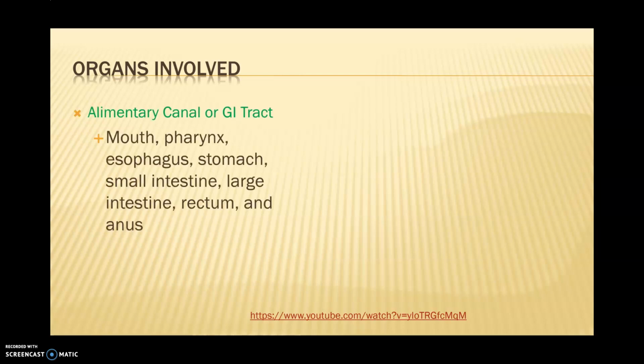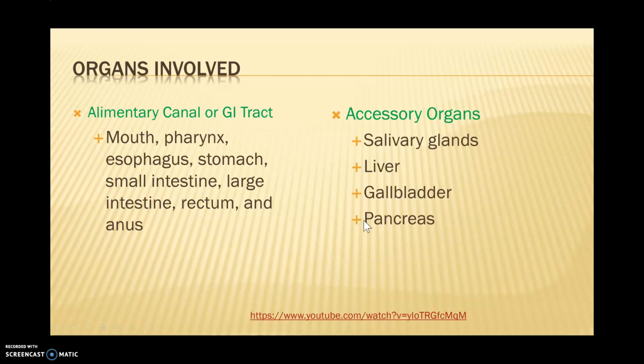So there are a bunch of different organs involved here. The first set is called the alimentary canal or the GI tract, and this is going to include the mouth, pharynx, esophagus, stomach, small intestine, large intestine, rectum, and anus. And then we have these extra accessory organs, which include our salivary glands, liver, gallbladder, and pancreas. And these are really going to aid in mostly the chemical breakdown of our food when it adds in some different types of enzymes and different acids here.